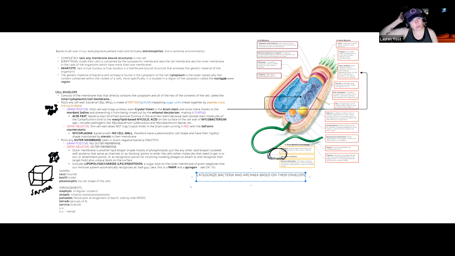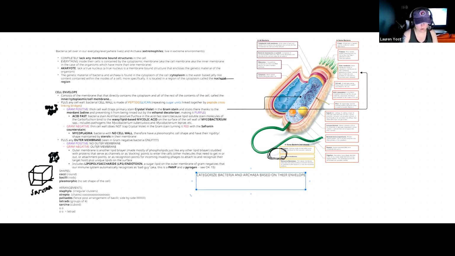So we're gonna start off with just the descriptions first. So you could have guys that are gram positive. You could have guys that are gram negative. You could have guys that have no cell wall. Or we call those guys mycoplasma.